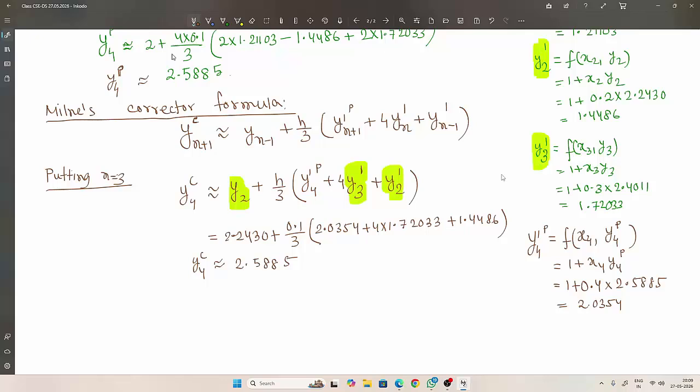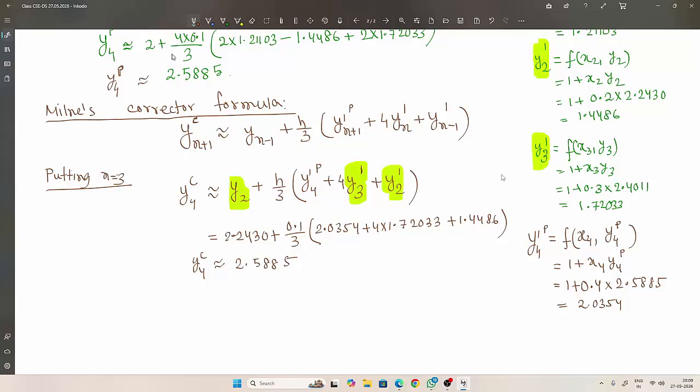In numerical methods, whatever we are getting, y4p, y4c, these are approximate solutions of the ODE. These are not the exact solution of the ODE. So it is best practice to use the approximate sign in the solution. But sometimes we forget and it does not matter. Your teacher will not reduce your marks for that reason.